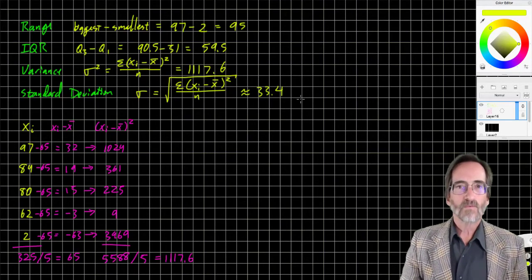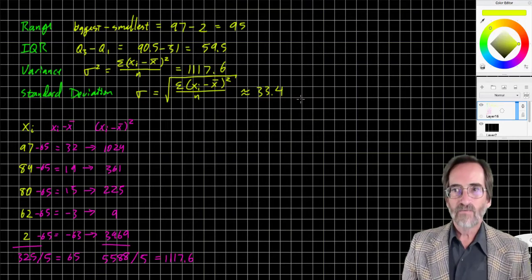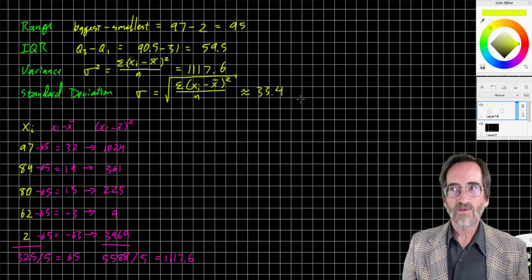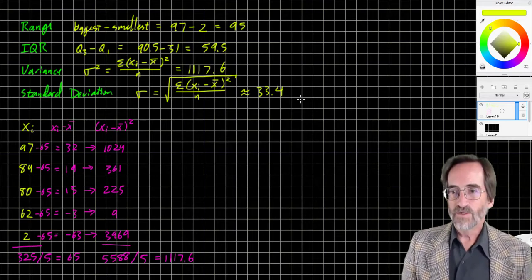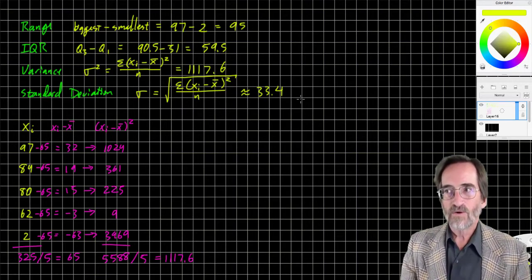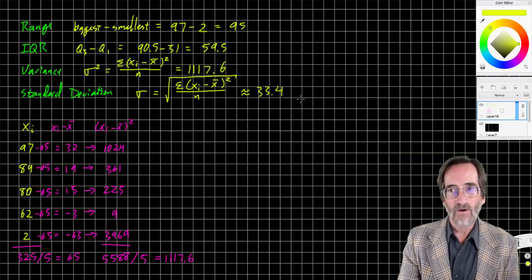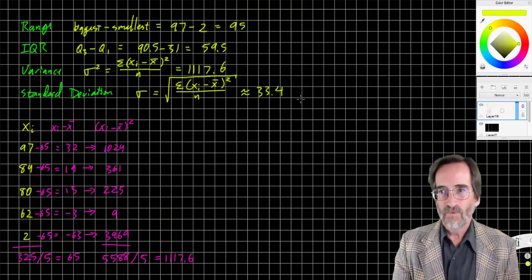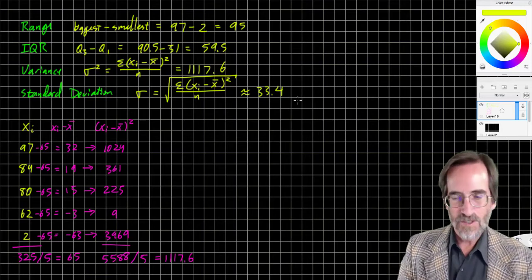Okay, so what we say here is that the average spread is about 33.4 plus or minus, right? So the mean is 65, give or take about 33.4. So this is now a measure of the spread known as the standard deviation.